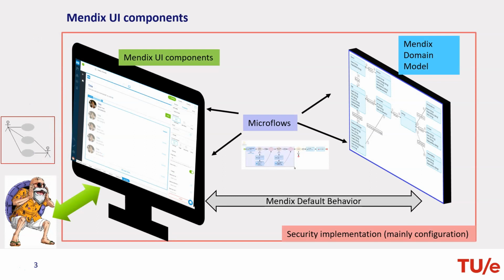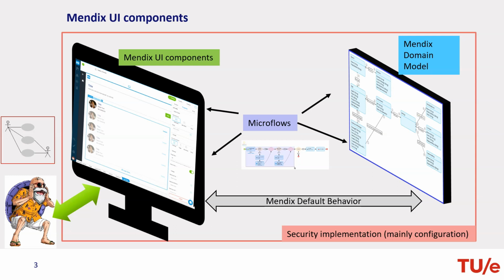In Mendix, UI components are the user interface design elements. UI elements enable the interaction between the software and its users. User interface design focuses on the design of externally visible behavior of the application.